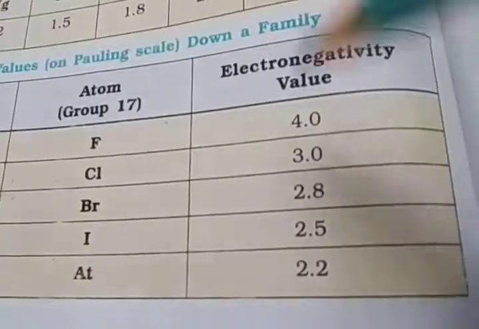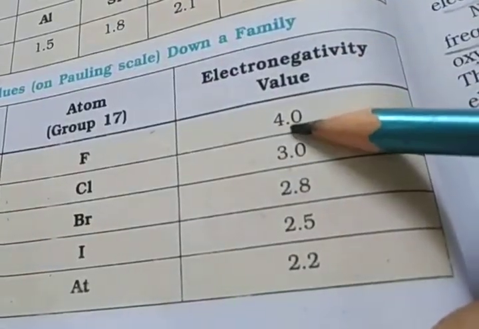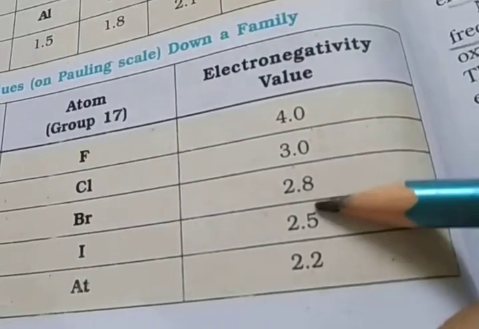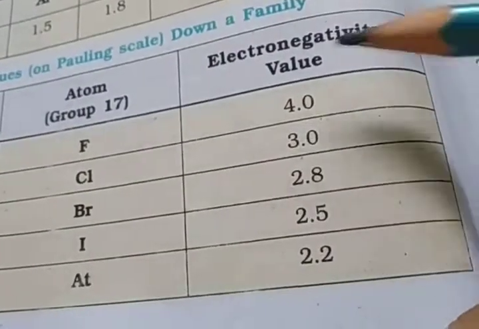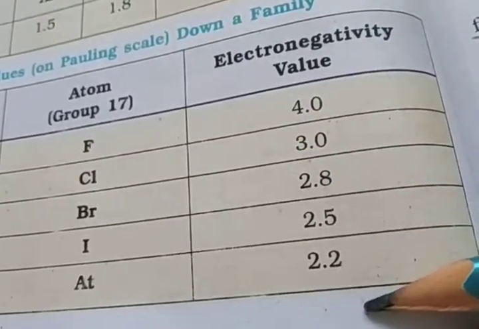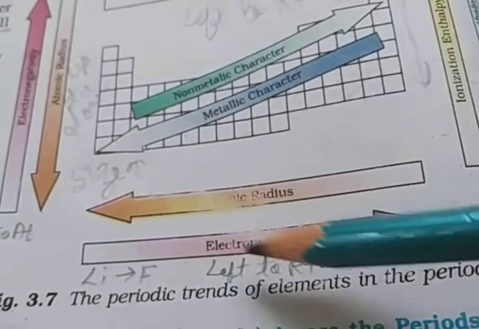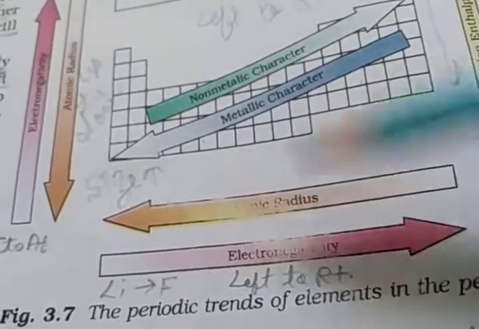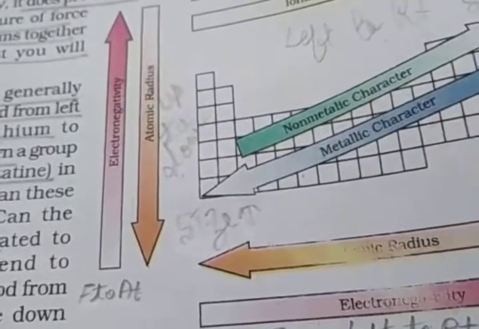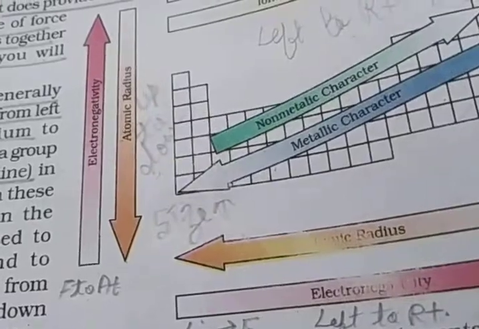See another example in group 17: fluorine, chlorine, bromine, iodine, astatine. See these values, electronegativity 4.0, 3.0, 2.8, 2.5, 2.2. See, up to down we go, size increases, so its electronegativity value decreases. So I already explained in the graph this way, left to right we go, electronegativity increases, that means the power of attracting electrons. Then up to down we go, atomic radius, size increases, but its electronegativity decreases.